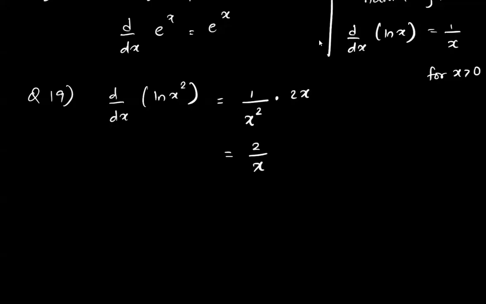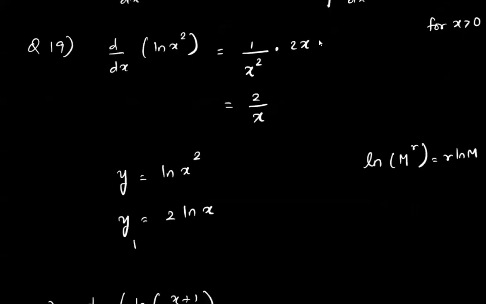What is another method of doing this? Suppose your y is ln x squared. The property of logarithm says that if you have log of something raised to the power of something else like this, then this can be rewritten as r times ln m. So using this property, I can rewrite this as 2 ln x. And then when I take this derivative, this is right away 2 over x. So you get the same answer regardless.